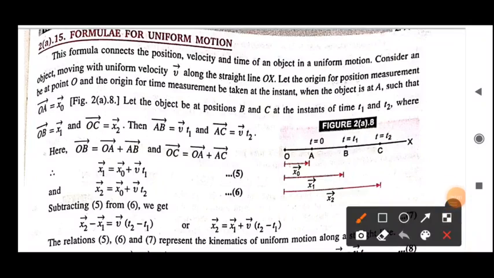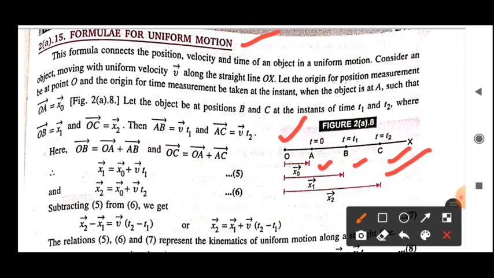Now let's see the formula for uniform motion. This formula connects position, velocity and time. As I have told you in class also, suppose a body is changing its position. For example, in this figure, a body starts its motion from O. At t equal to 0 it is at A, at t equal to t1 it is at B, and at t equal to t2 it is at C. The distance from O to A is x0, O to B is x1, and O to C is x2.